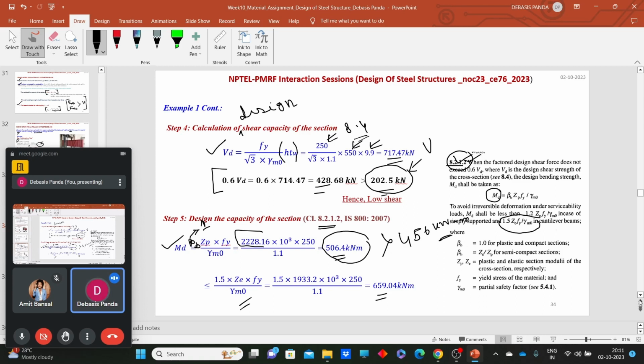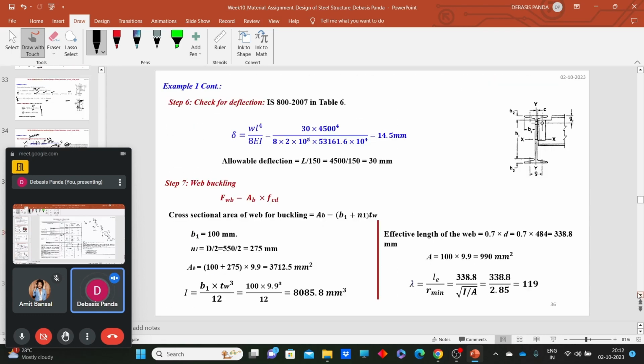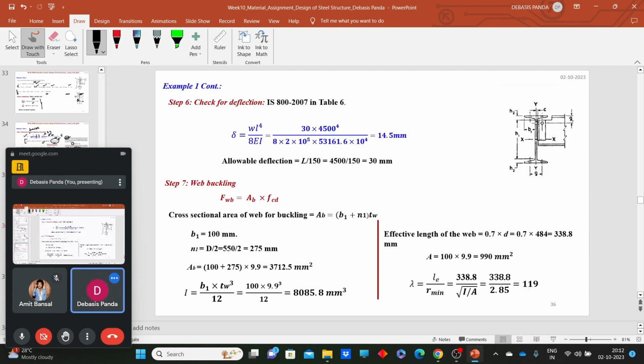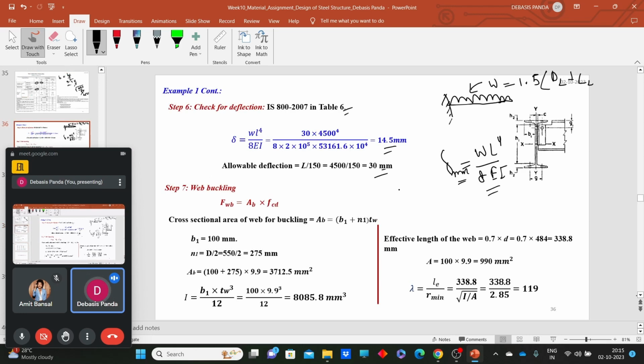Now what do we need to calculate? We need to check against three more things. One is against the deflection, and we need to check against the local buckling failures. So first thing, we need to go for the deflection check. So in step 6, allowable value, right? The delta max is well within the delta allowable value. That means the section we have selected is safe against the deflection limit.